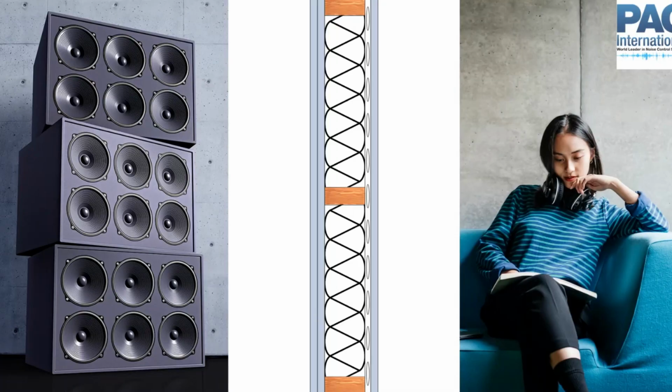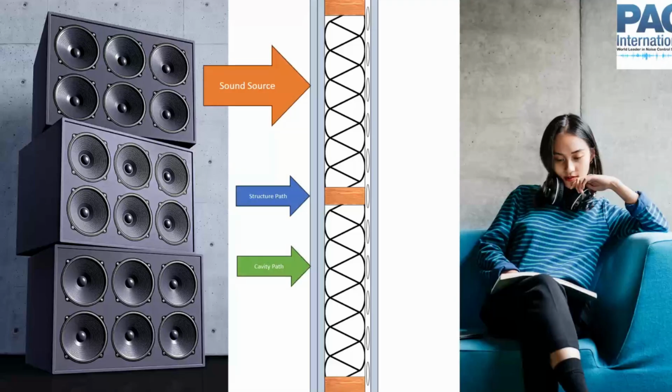So first, before we get into the specifics of details and some detailed drawings and acoustical test data for those things, I want to first lay a conceptual framework for how we think about this. When we're looking at sound transmission through a wall, from a whole bunch of speakers over here on the left to somebody trying to focus and read in a quiet environment on the right, we have our sound source, and then I like to think about this in terms of two primary types of sound transmission paths. In blue, we have the structure path, and in green, we have the cavity path.